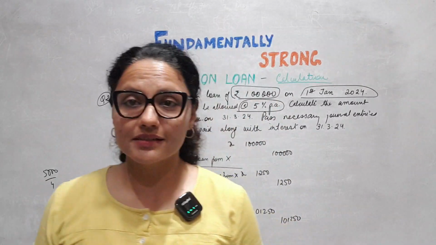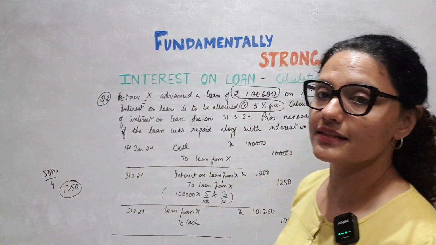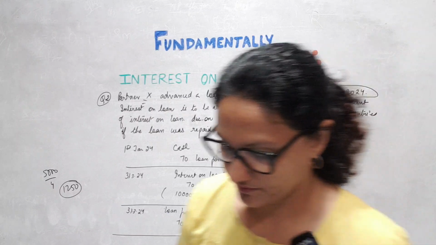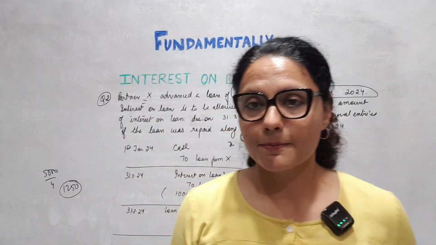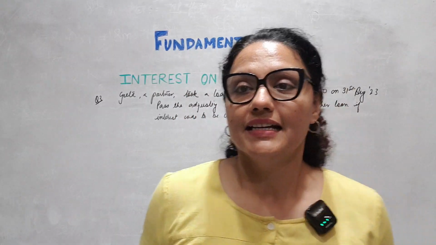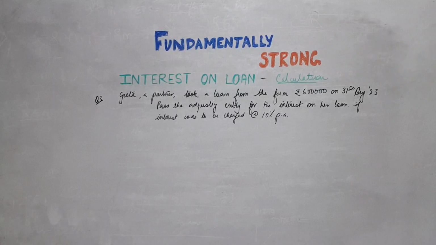Alright. So I hope this is clear. Journal entry as well as the calculation. Please take your screenshot and note it down. Okay. Let's take one more sum on loan advance to a partner. Let's do this. Question number 3.